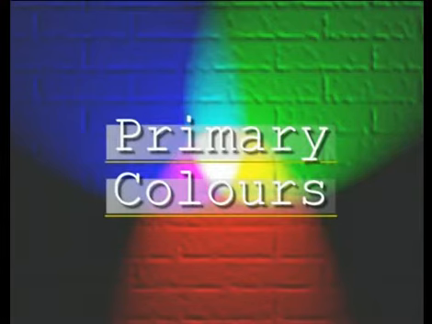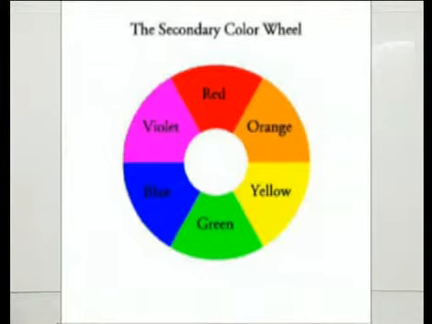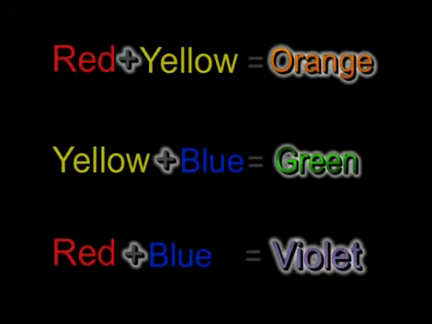Of these hues, red, yellow and blue are designated as primary colors. Primary colors are basically pure hues and cannot be obtained by mixing any other hues. Green, orange and violet, created by a mixture of these primary colors, are called secondary colors. Like orange by combining red and yellow, green from yellow and blue, and violet from red and blue.